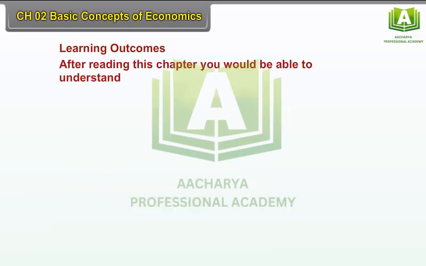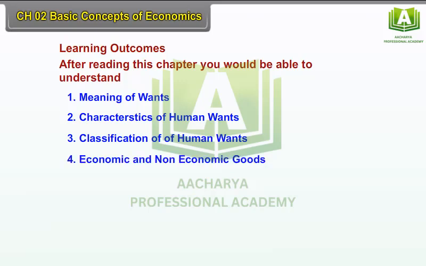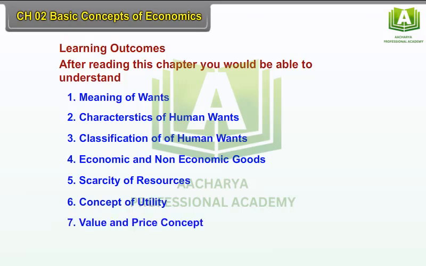Learning outcome. After reading this chapter, you would be able to understand the meaning of wants, characteristics of human wants, classification of human wants, economic and non-economic goods, scarcity of resources, the concept of utility, value and price, and demand and supply concepts.